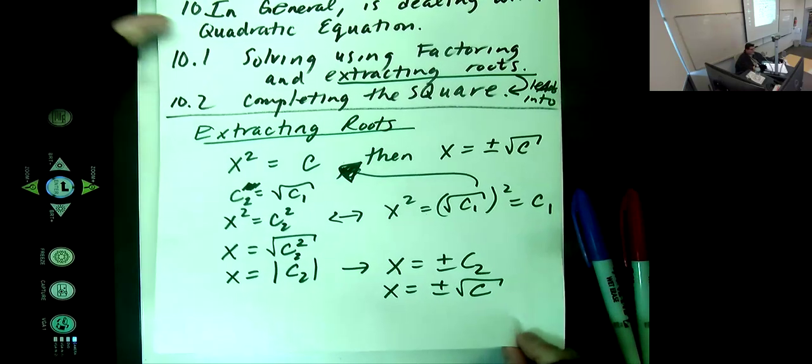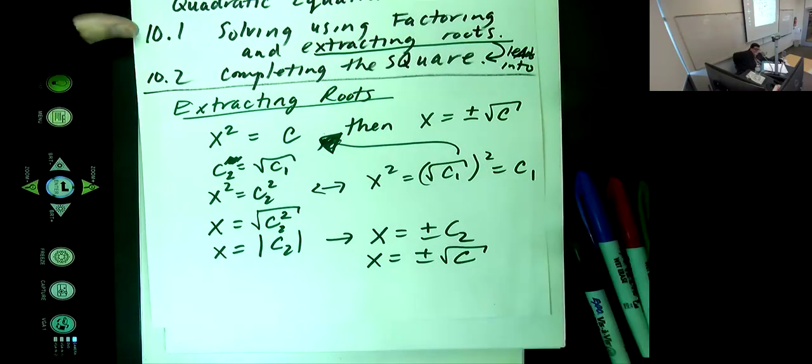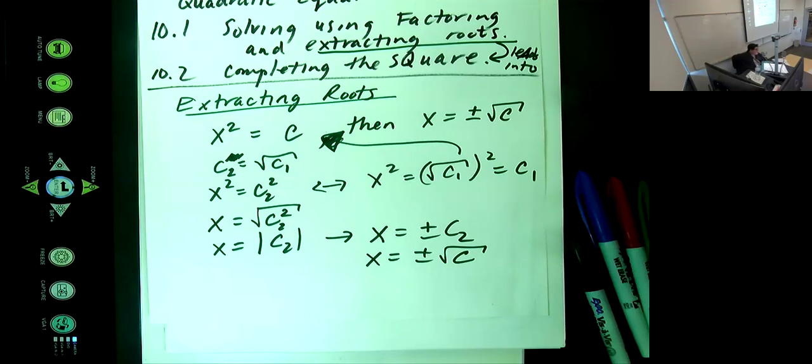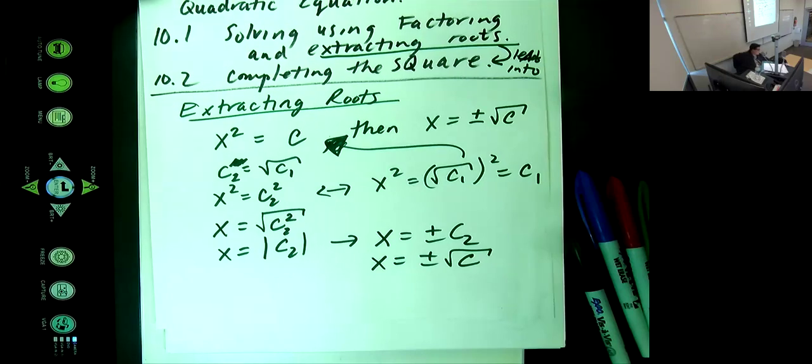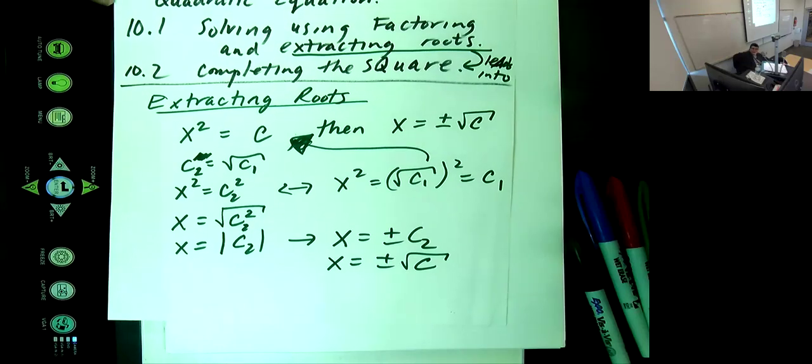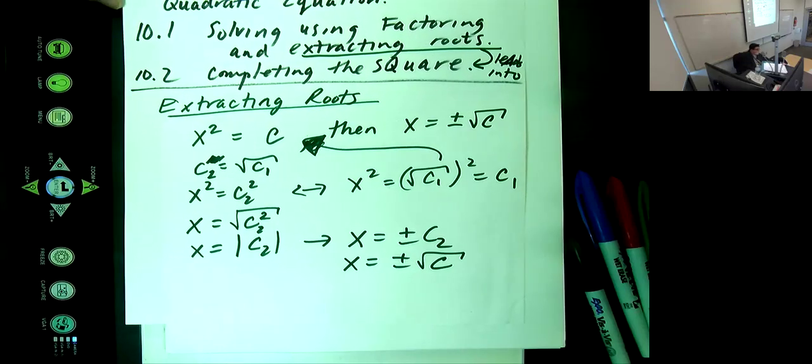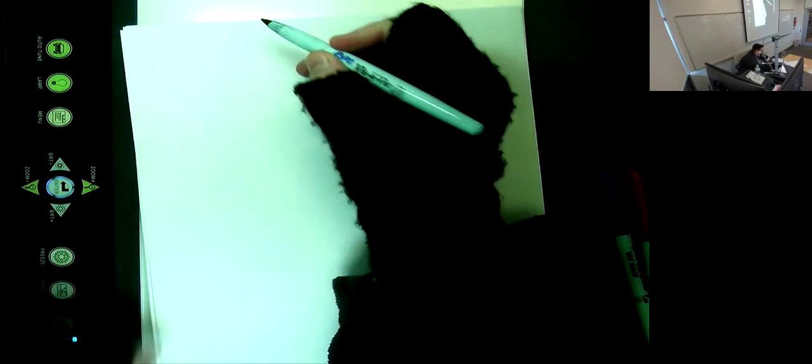So let's look at some examples. Give me a second to finish writing that. Everyone looks like the pen's down. All right. Let's go on.